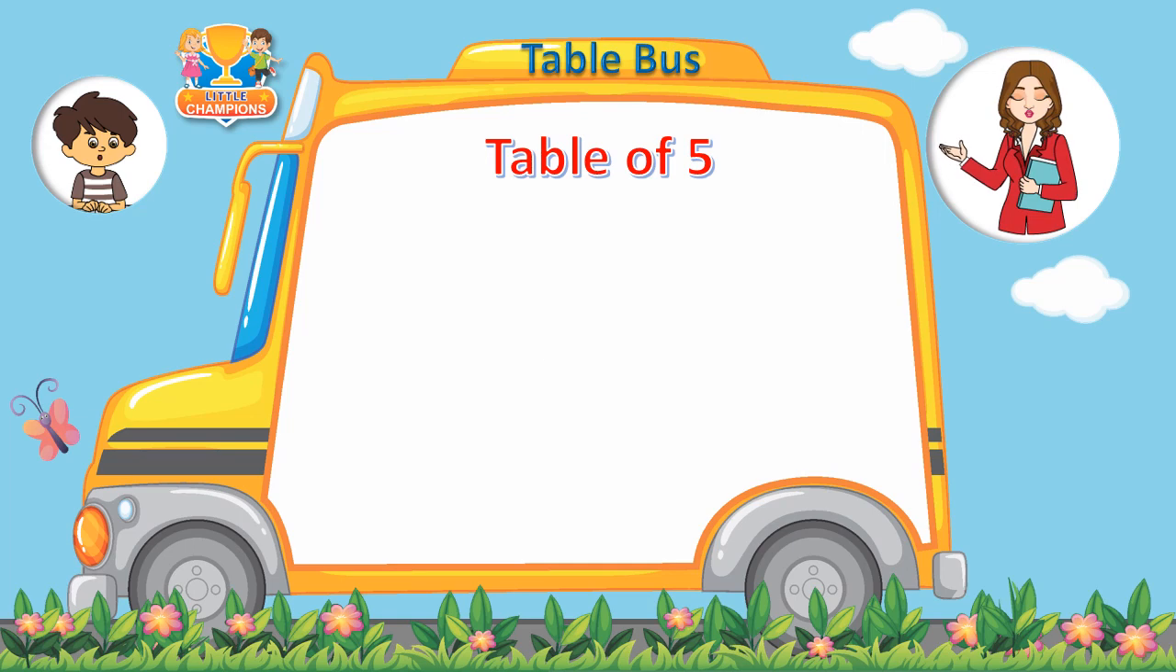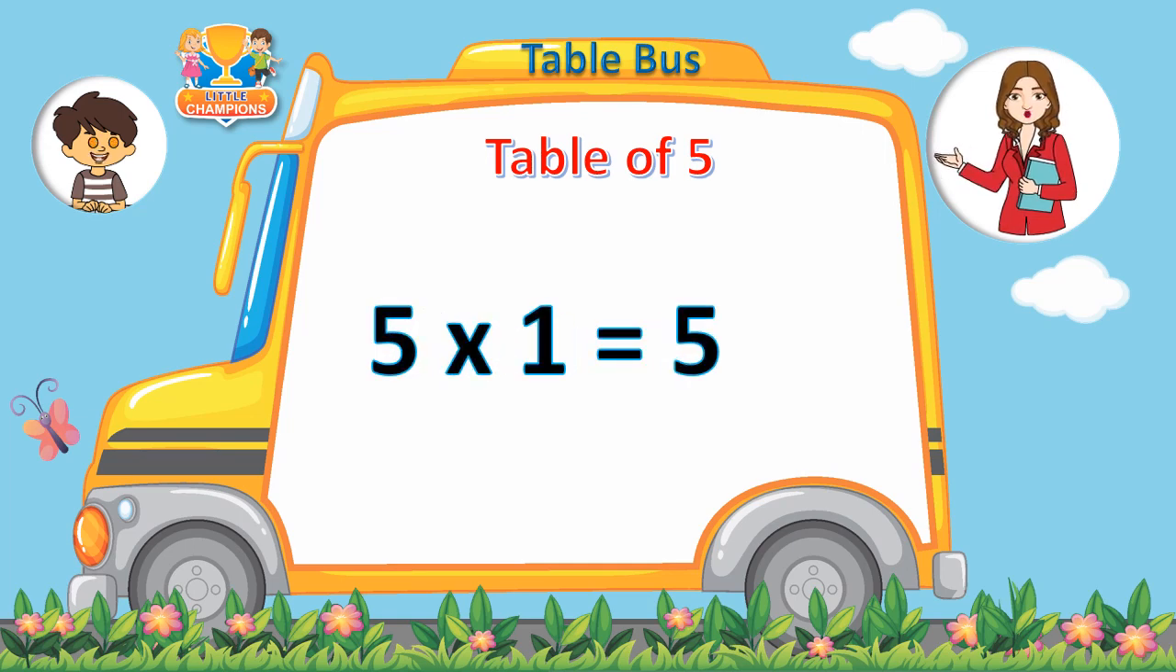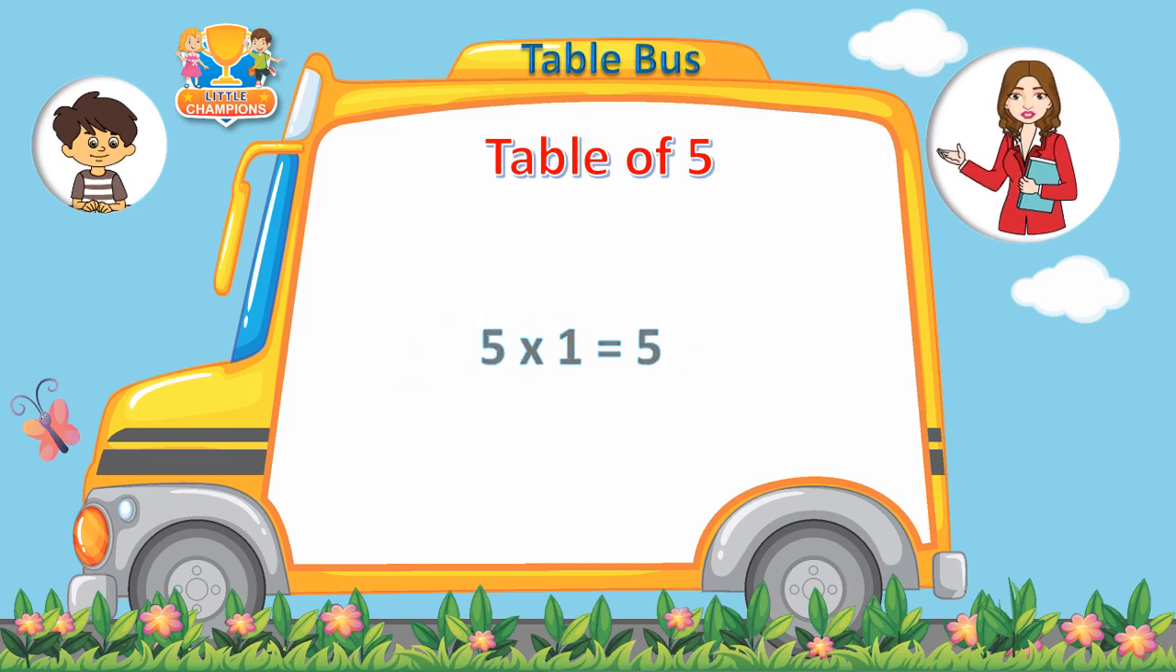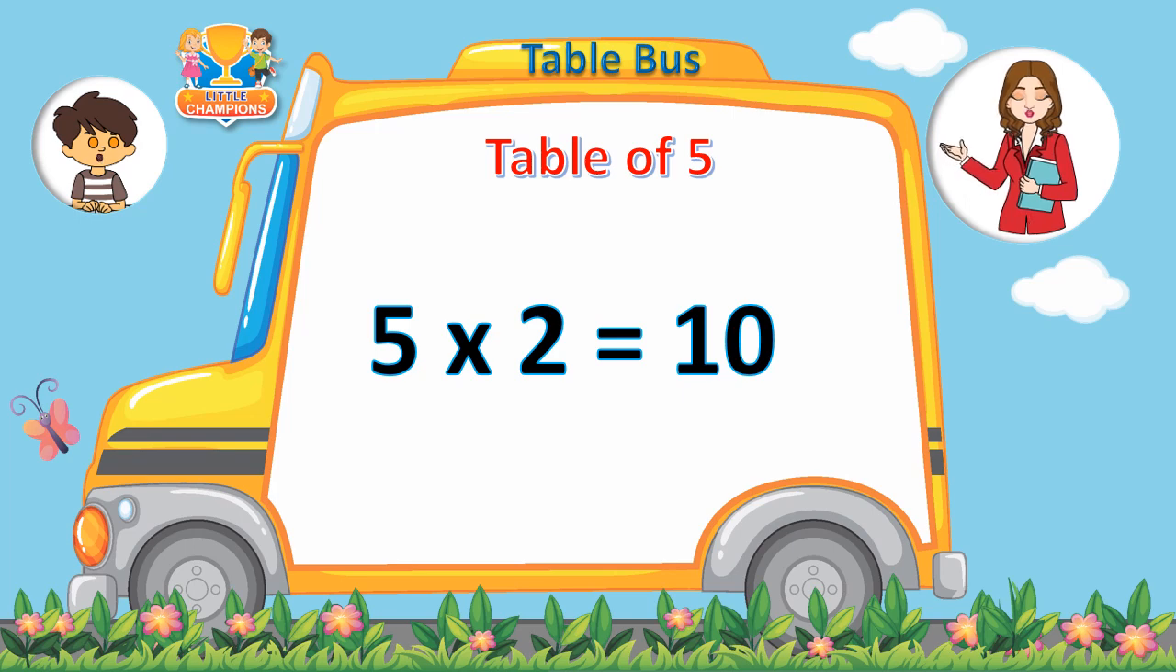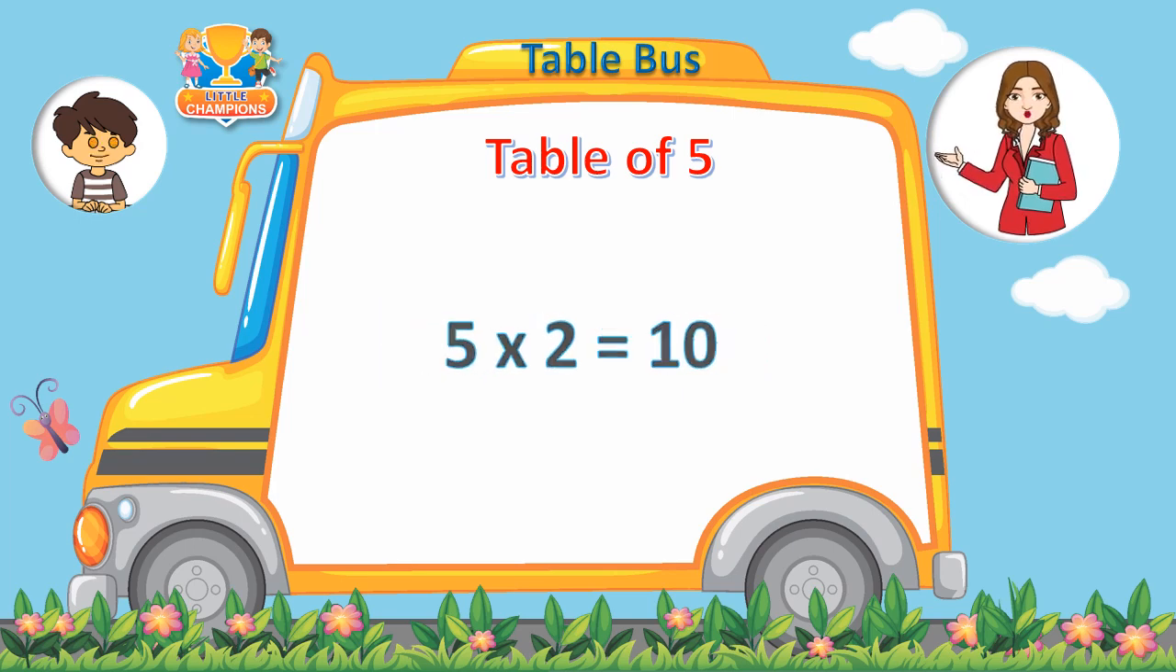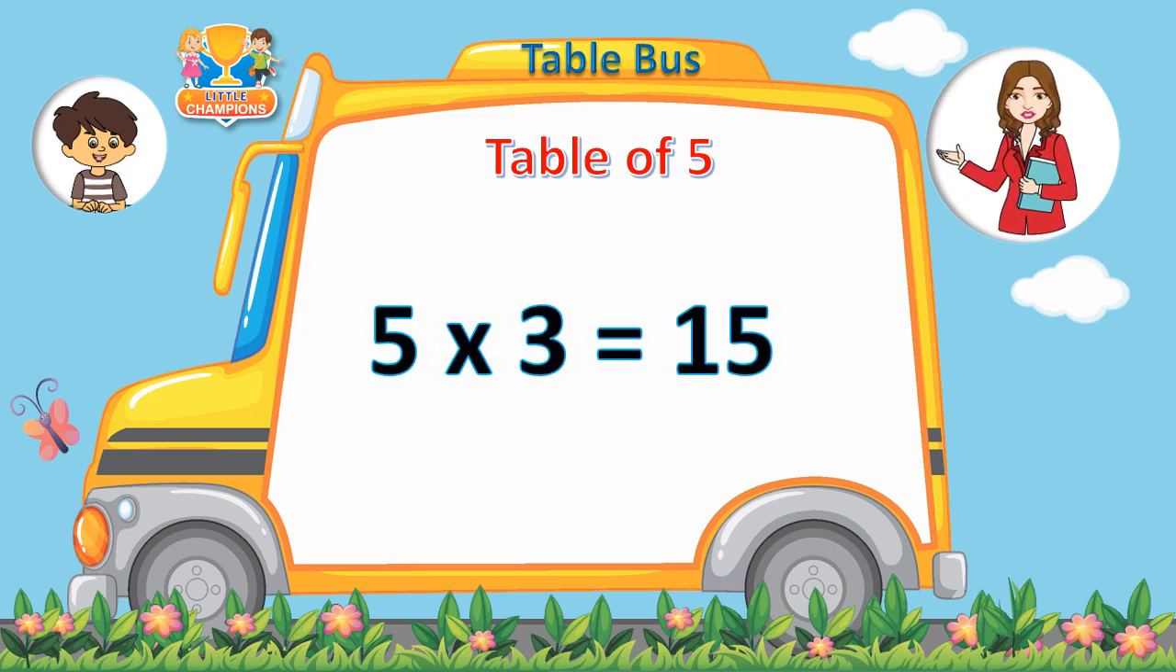Table of five. Five ones are five. Five twos are 10. Five threes are 15. Five fours are 20. Five fives are 25. Five sixes are 30.